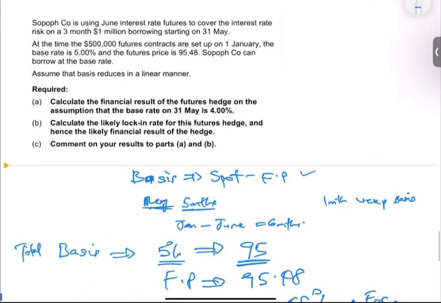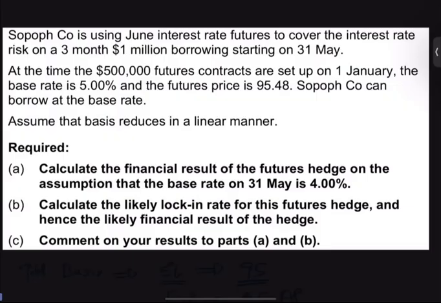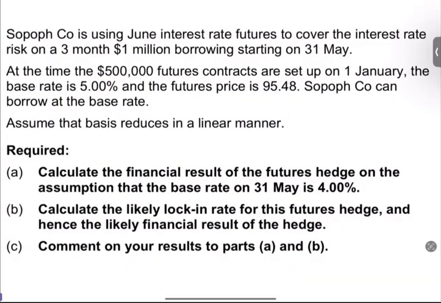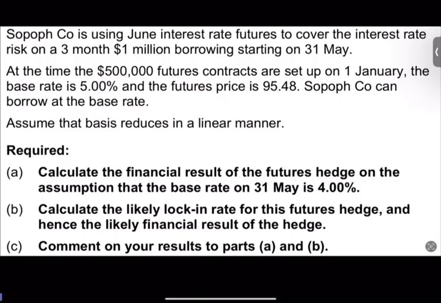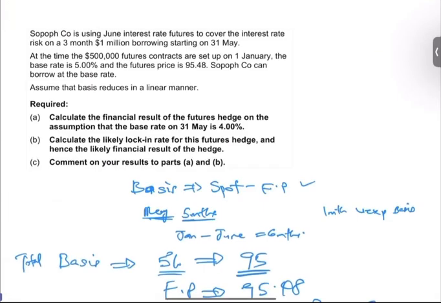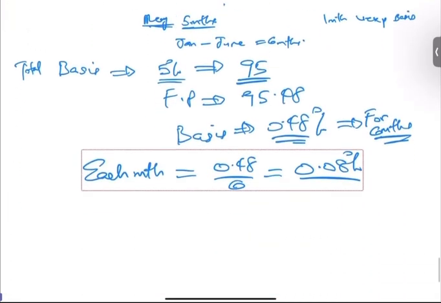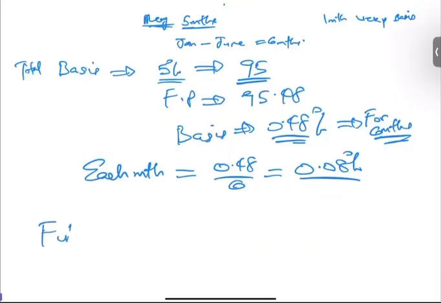So this transaction will be closing in May, as you can see. It is expected to close in May. If it's going to close in May, that means we need to know what our future price will be in May for us to close the transaction.